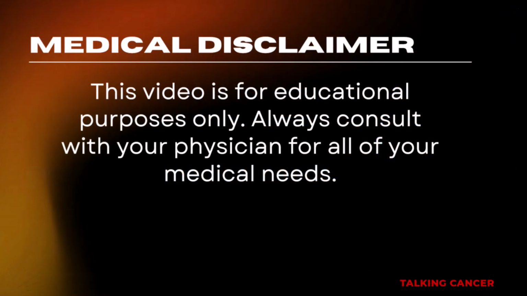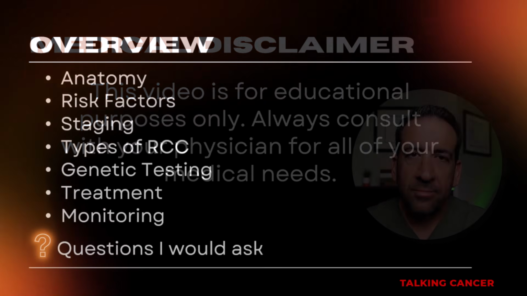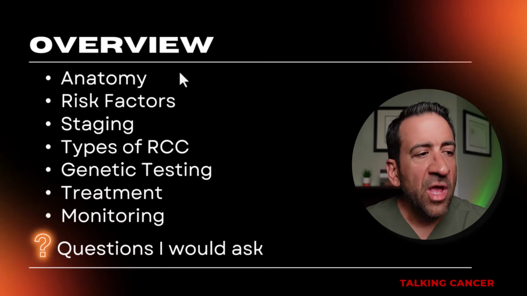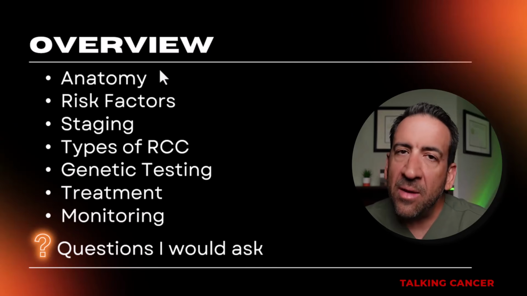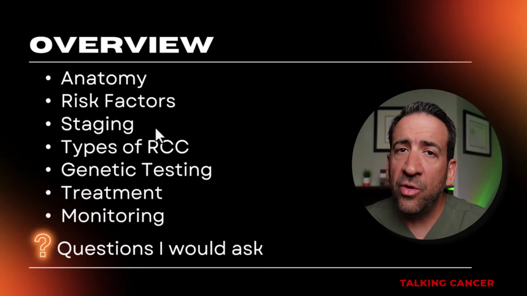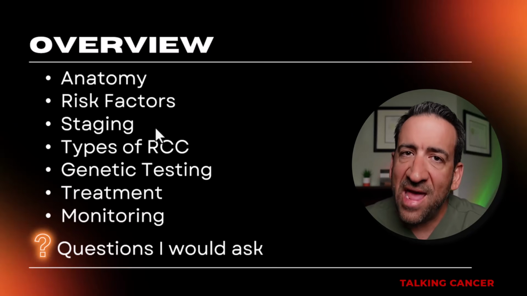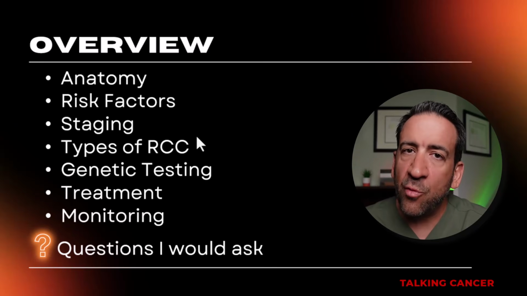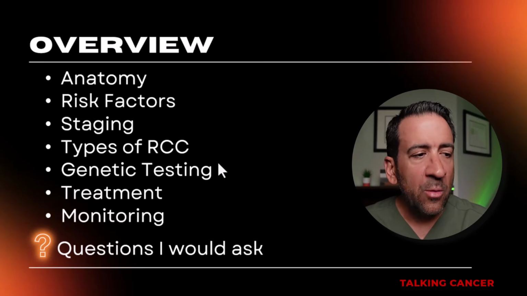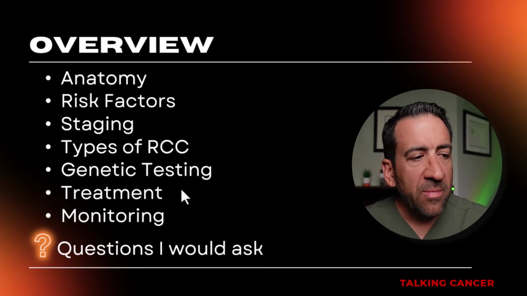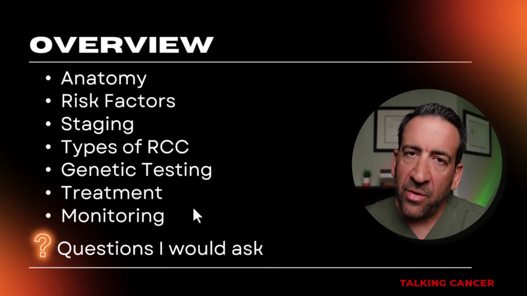So my little medical disclaimer, this video is for educational purposes only. All right, so let's start off with a brief overview of everything we are going to cover. So we are going to go over anatomy, risk factors. Then we are going to cover staging. In other words, what do we do to try to figure out how advanced your cancer is? We're going to talk about the different types of renal cell carcinoma. Then we are going to touch upon genetic testing and who to test, treatment, then finally monitoring, okay?